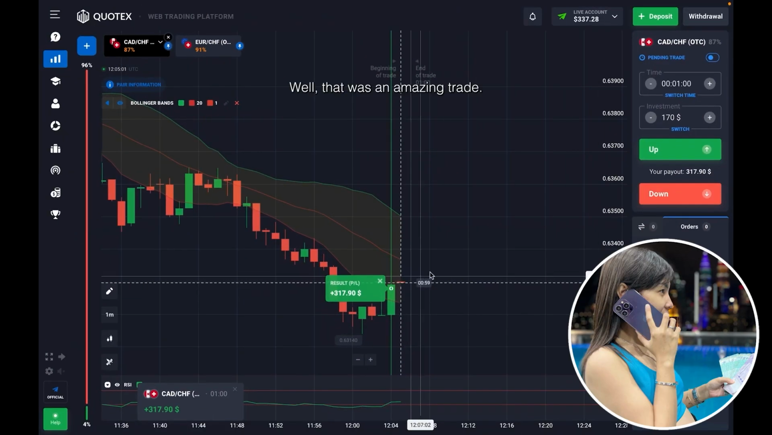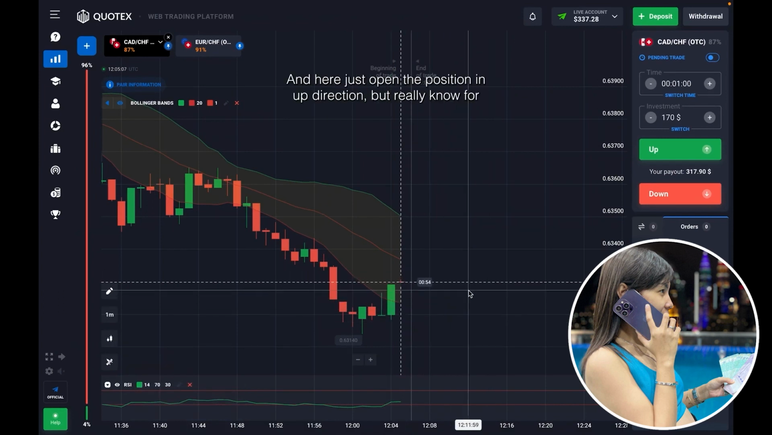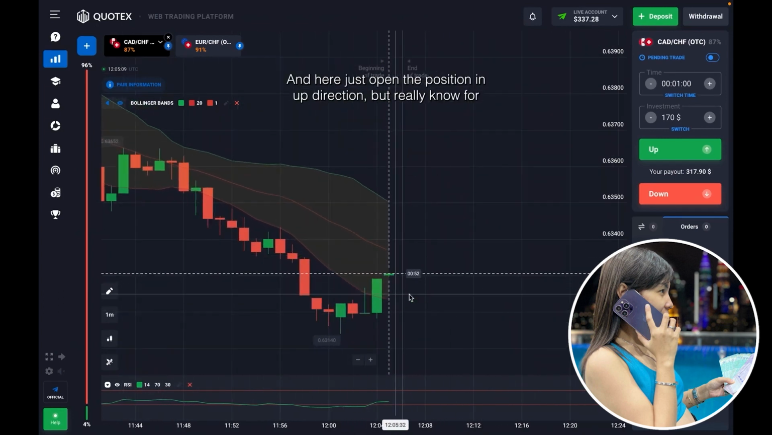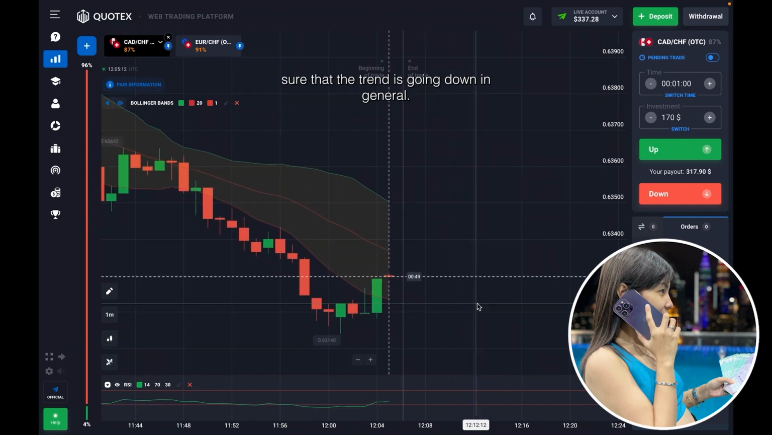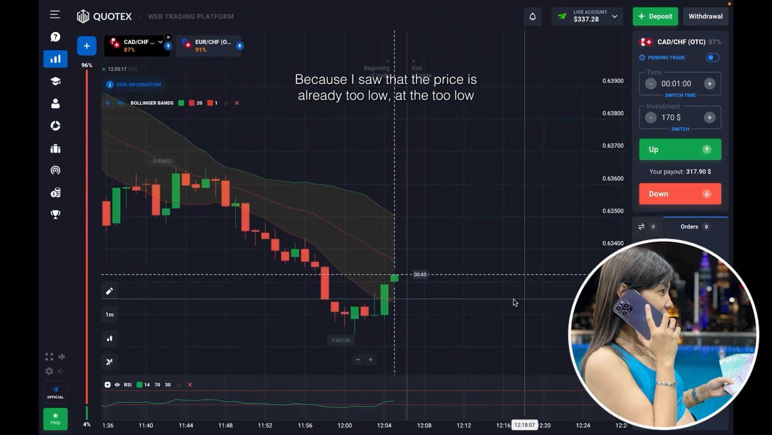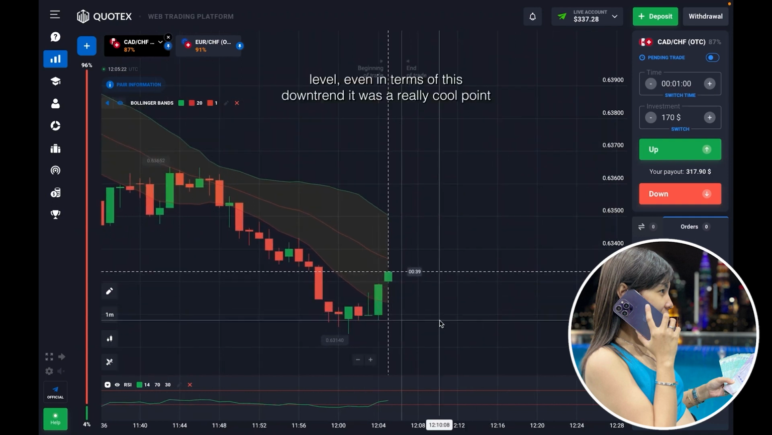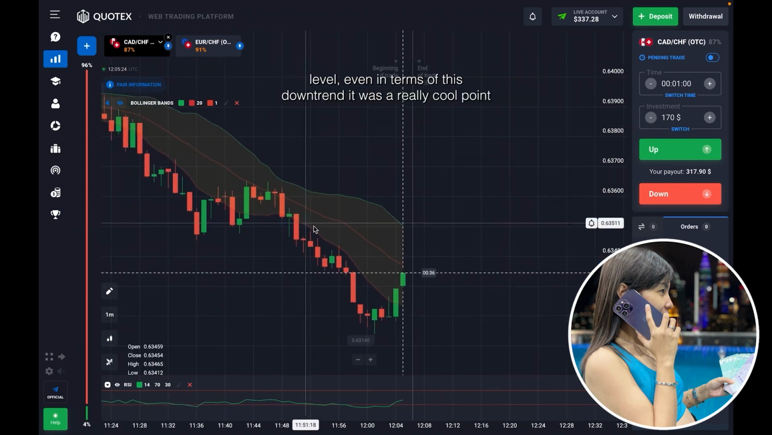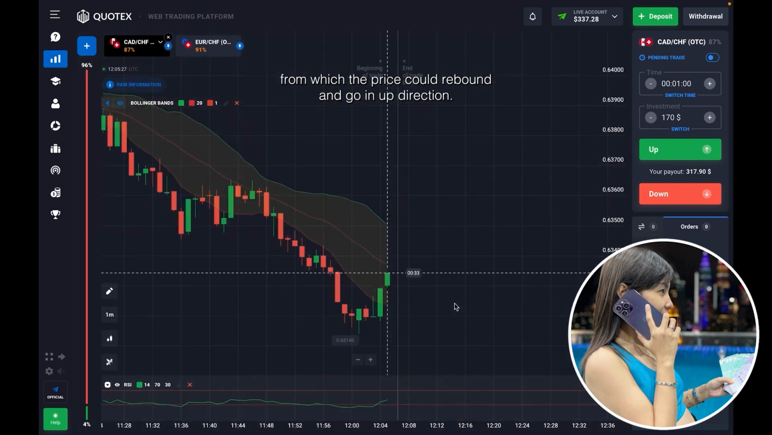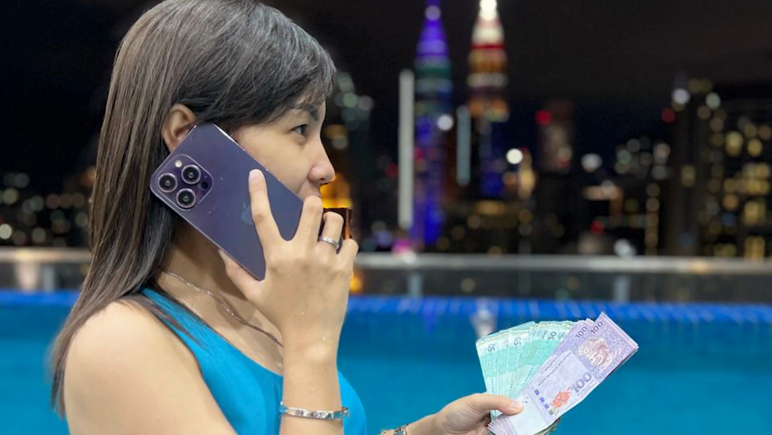That was an incredible trade, guys. It was an example of how you can trade against the trend. Here just the opposite position, in the up direction, but really knowing for sure that the trend is going down in general. And yes, what did I do here? Because I saw that the price is already at too low a level. Even in terms of this downtrend, it was really a good point from which the price could rebound and go in that direction.